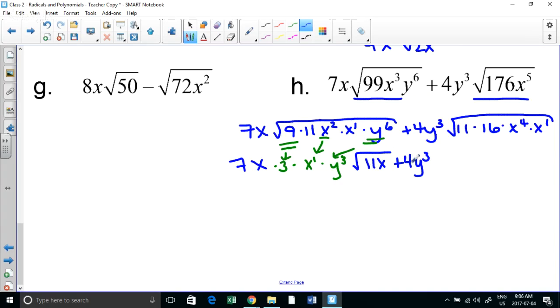We copy down our coefficient here. What can we take out of this one? Well, we can take out 16. The square root of 16 is 4. The x to the 4 becomes x to the 2 because we take 4 and we divide it by 2. And that's all we can do. So we have x.